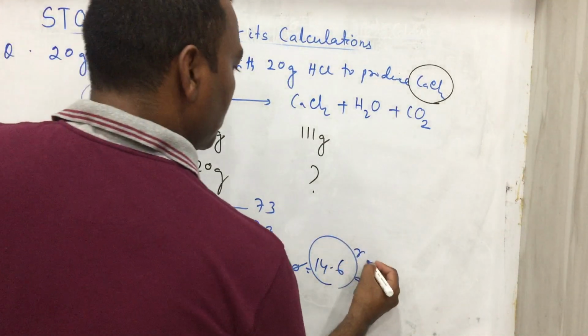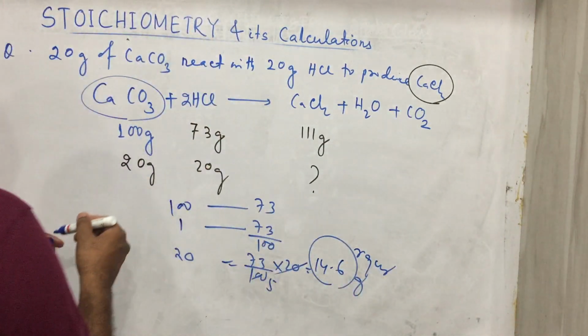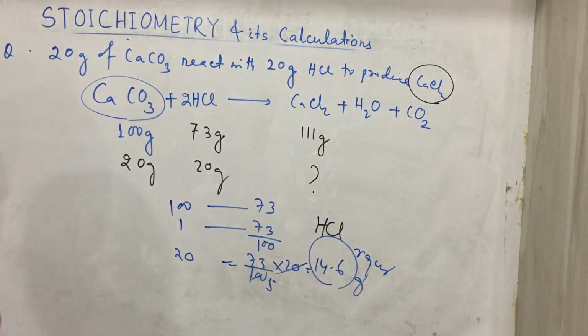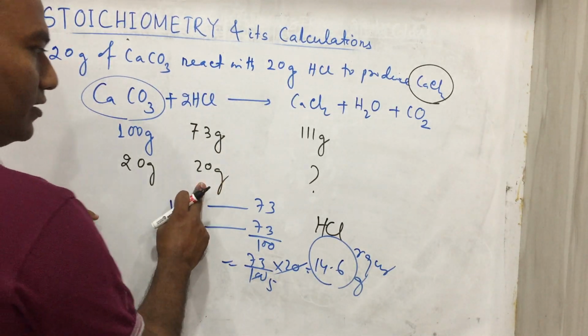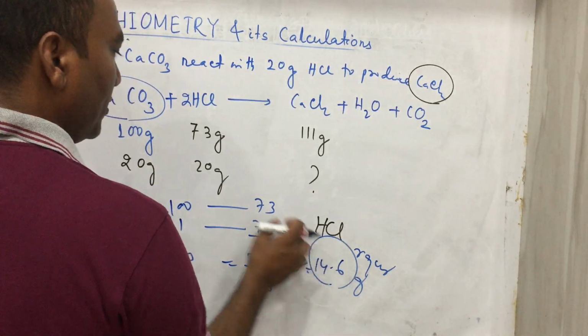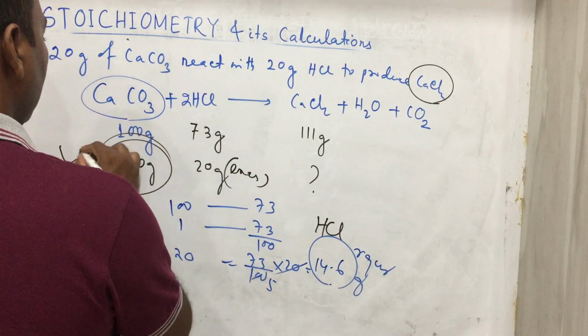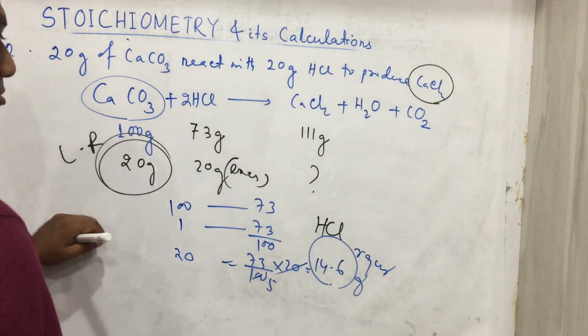So 14.6 gram of HCl is required. But how much gram of HCl is given? 73 or 20? 20 gram of HCl is given. But required how much? 14.6. So definitely this is excess. So which one is the limiting reagent? Calcium carbonate is the limiting reagent.